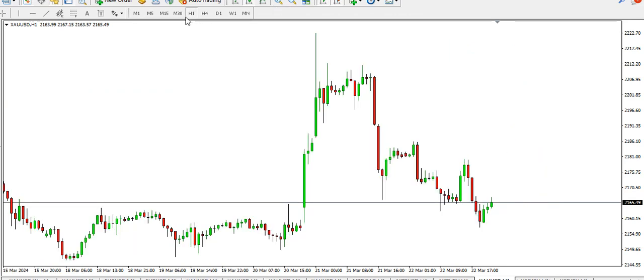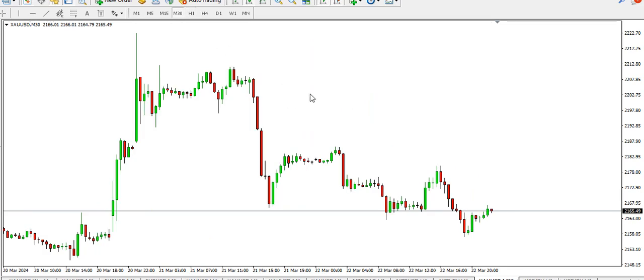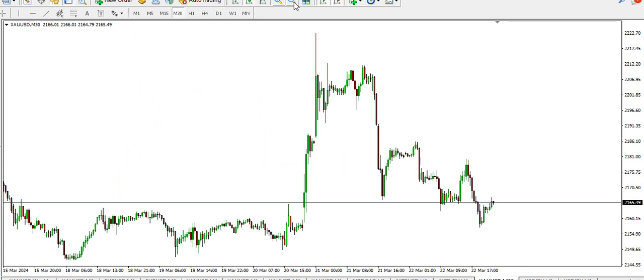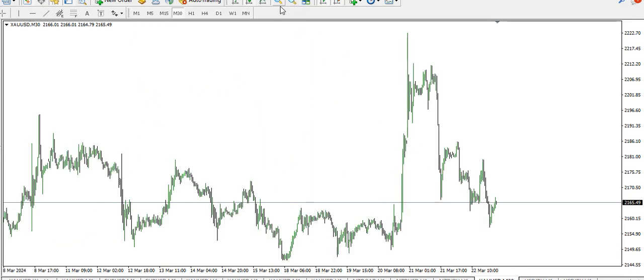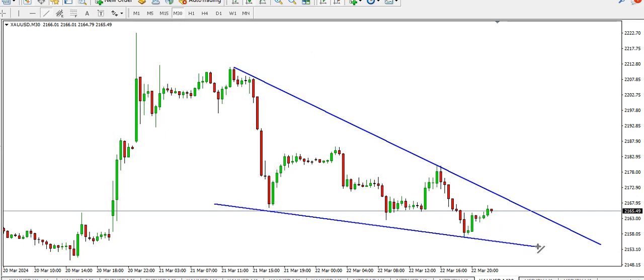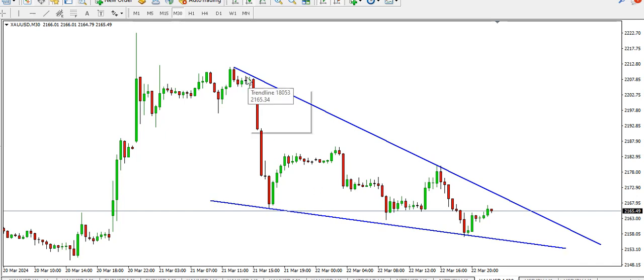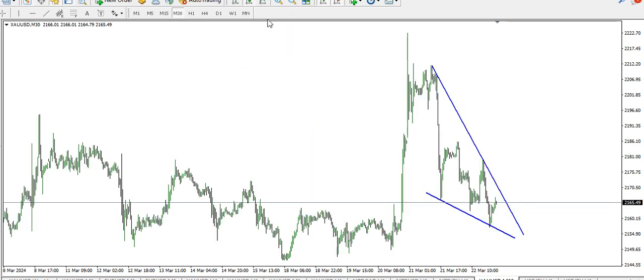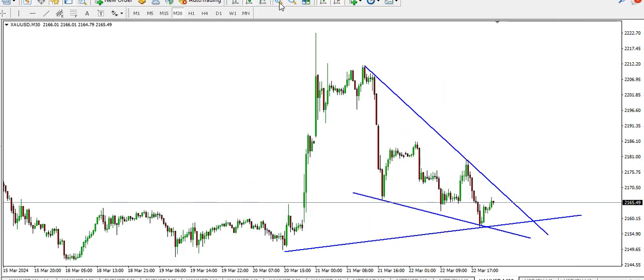All right, on the 30 minutes time frame, we can see that price is bearish for now. We have a trend line, and then we have another trend line here. This particular trend line is showing support, while this is showing resistance. So we might want to wait for price to break either to the top side.